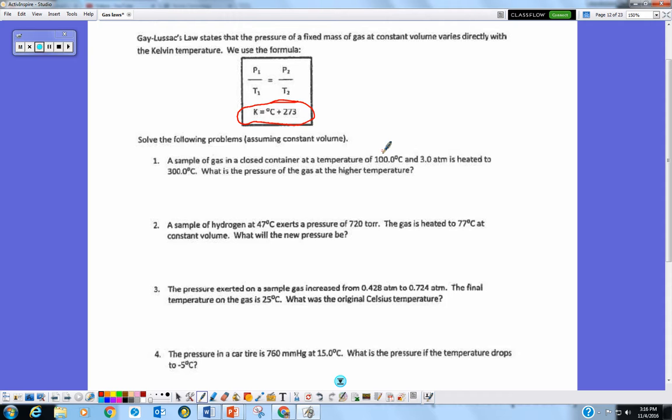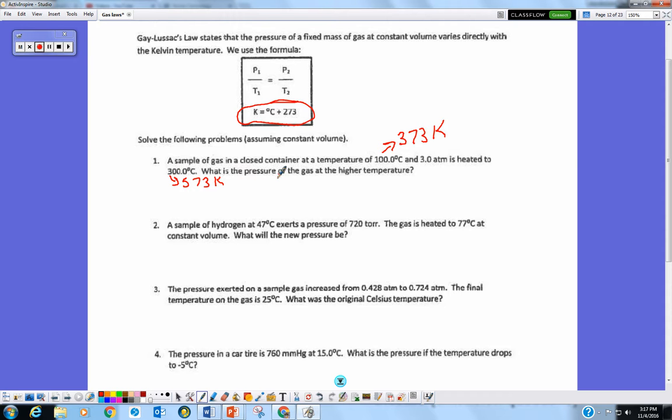Always convert to Kelvin. So I'm going to go ahead and do this in this problem before we even start it. 100 degrees Celsius, so that would be 373 Kelvin. 300 degrees Celsius, that's going to be 573 Kelvin. So a sample of gas in a closed container at a temperature of 100 degrees Celsius and 3 atmospheres is heated to 300 degrees Celsius.